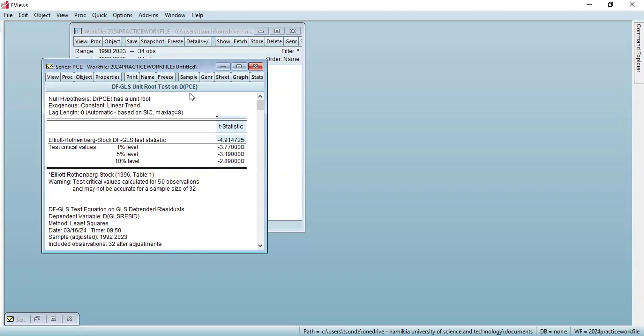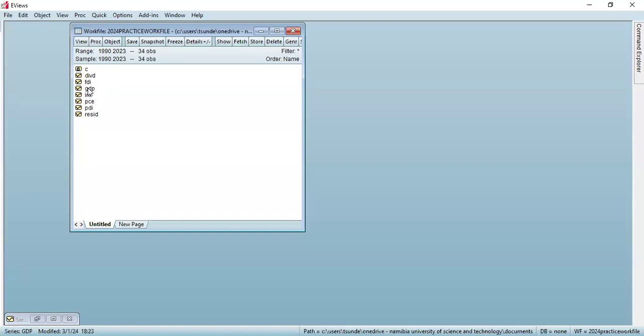So fine, I think this has been straightforward. You now at least have some idea of what we're talking about. Now, we are going to repeat the same test for GDP and PCE, now using the augmented Dickey-Fuller test.